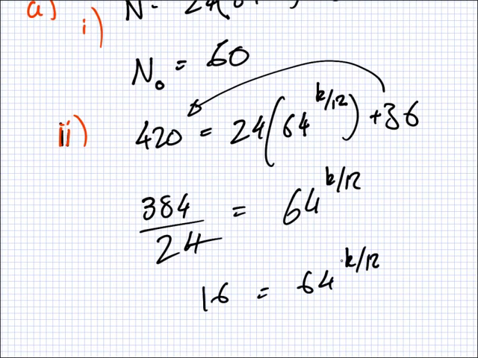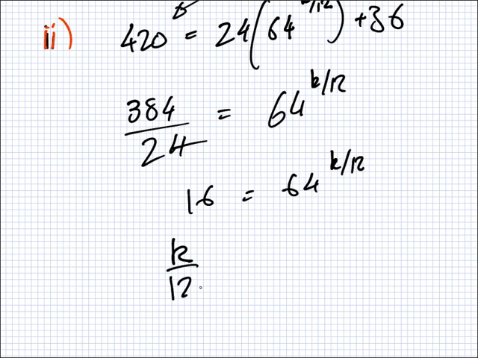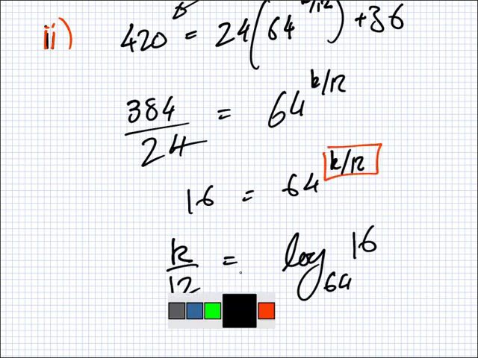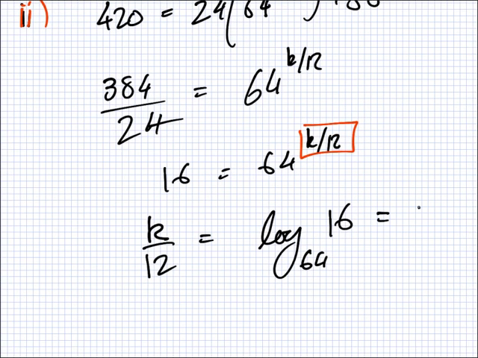Now, there's a couple of things you can do here. You can either use powers or logs. The quickest thing is you could say k over 12 is equal to log base 64 of 16. That'd be the quickest thing to do, because your question is literally 64 to what power gives me 16? That's the definition of log. 2 over 3. Yeah, but once you multiply by 12, you're going to get 8 for k.